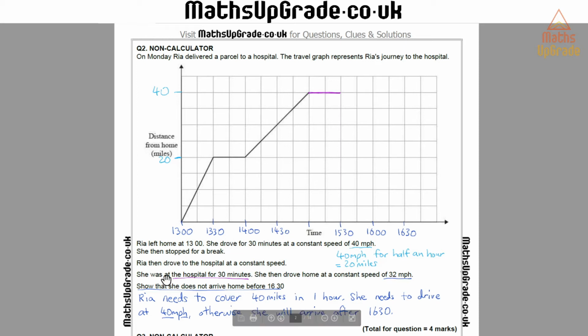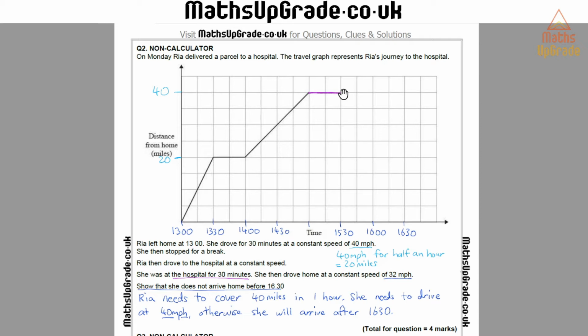Okay, the next part is here. She's at the hospital for 30 minutes. So she's at the hospital for 30 minutes, so obviously she's not driving there. She's not getting any further away from home. So that's a horizontal line segment. So for 30 minutes, from 1500 to 1530, it's a horizontal line here.